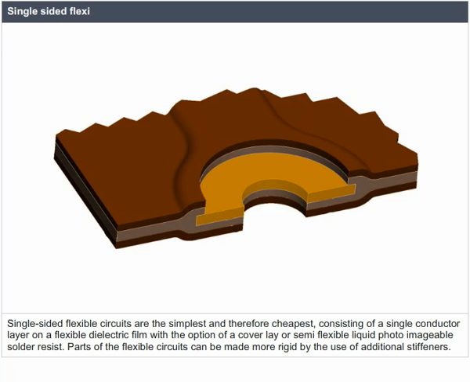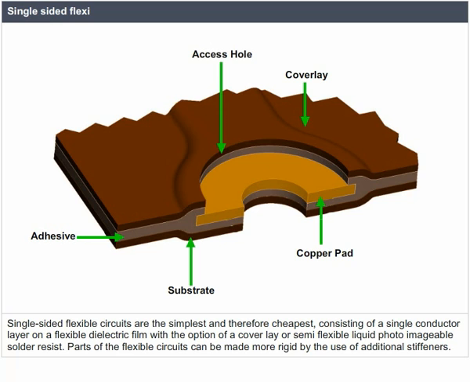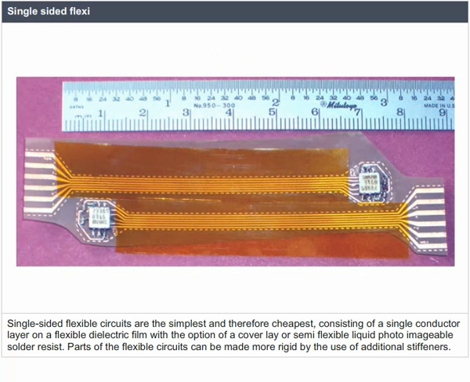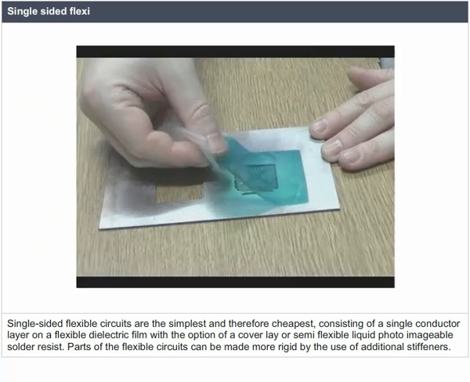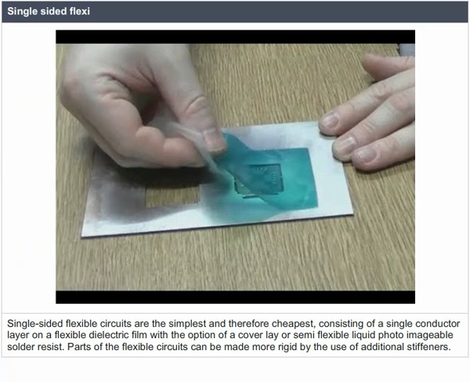Single-sided Flexi. Single-sided flexible circuits are the simplest and therefore the cheapest, consisting of a single conductor layer on a flexible dielectric film with the option of a cover layer or semi-flexible liquid photo-imageable solder resist. Parts of the flexible circuits can be made more rigid by the use of additional stiffeners. Double-sided Flexi.